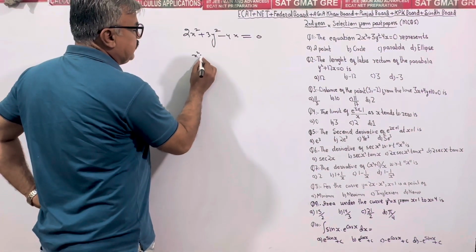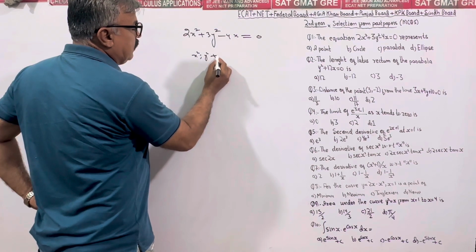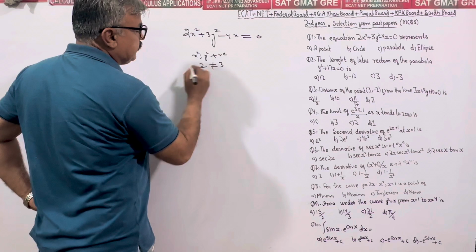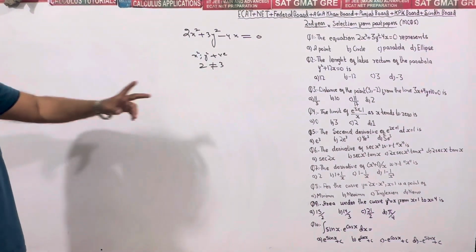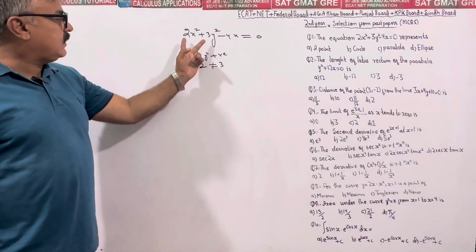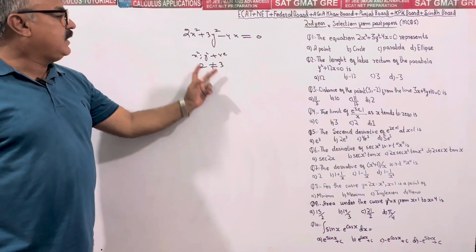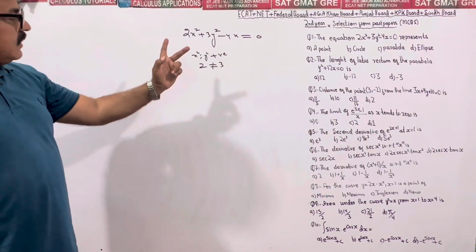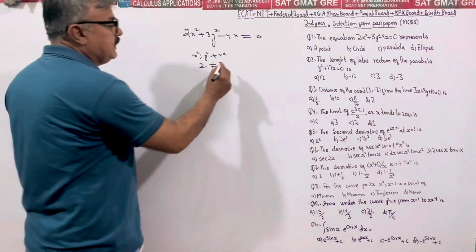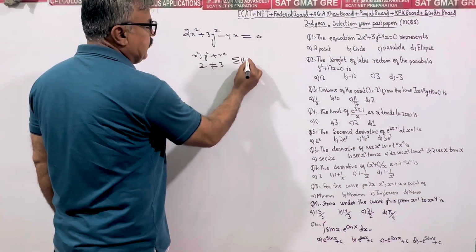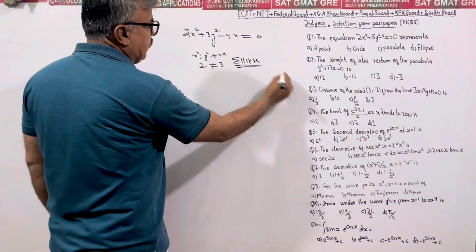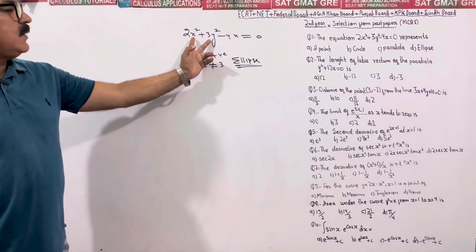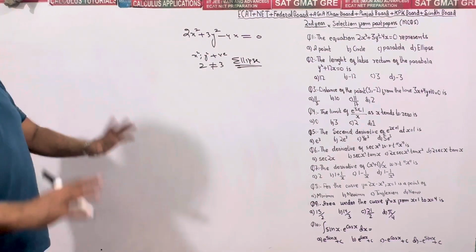x square, y square, both are positive and their coefficients are different, not equal. It's the equation of an ellipse. When x square, y square, both are positive and coefficients are different, it's an ellipse.